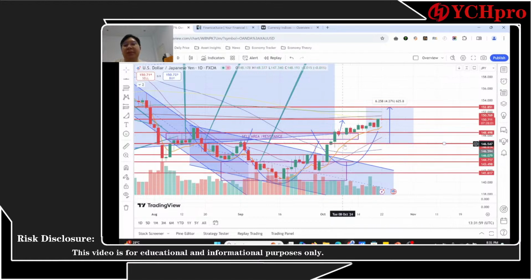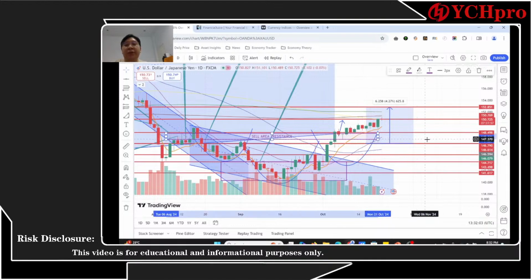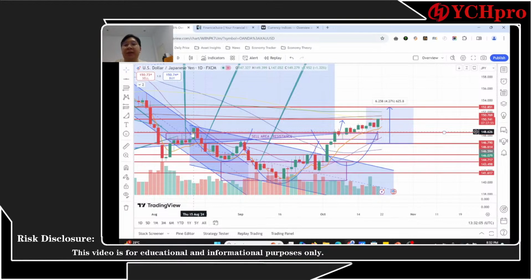Again, I'm seeing that possible market movement, especially as we have broken out through that sell area, the resistance area forming from August until today, guys. So this could be some good chances for us to do the trade and see how it goes. US dollar Japanese yen could definitely be a good case for us to start a buy signal. Bullish on US dollar Japanese yen, guys.